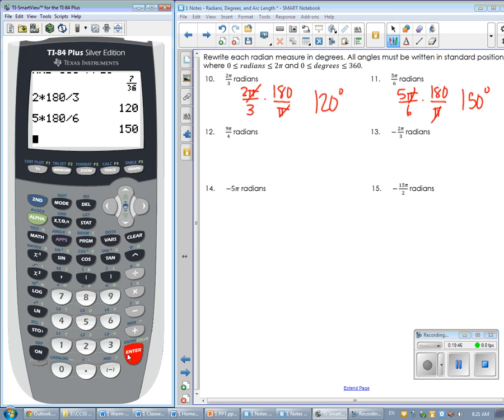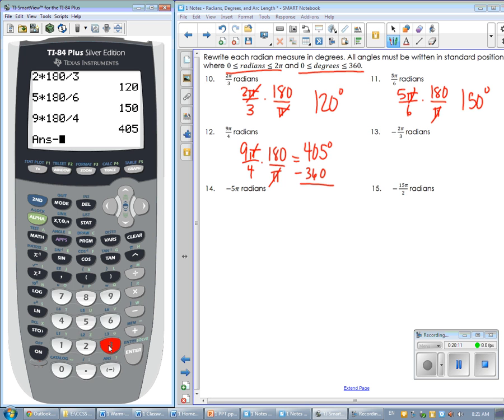Okay, 9 pi over 4, same thing. The pi's cancel. We've got 9 times 180 divided by 4. And notice this time my angle is 405 degrees. One of the criteria is that all of your angles are in standard form. And so 405 degrees is too big. I have to subtract 360 to get it back on one rotation of my circle. And so that means it is equivalent to a 45-degree angle.